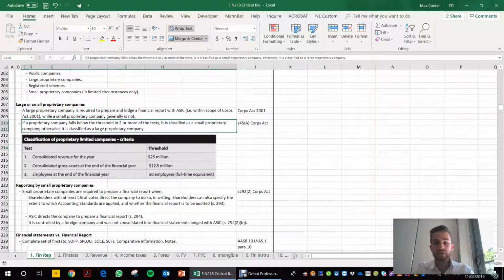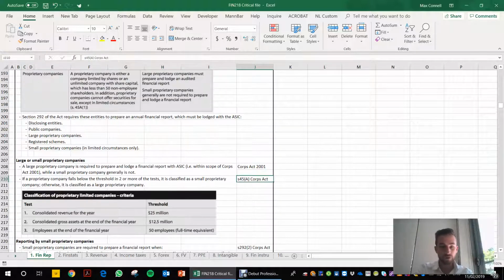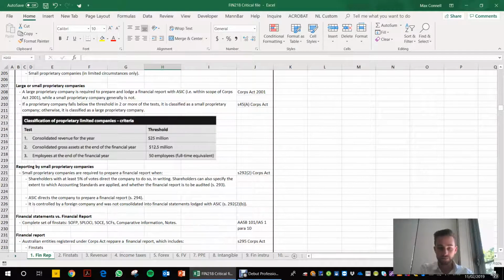So now let's go back to the definition. And it says, if it falls below the threshold in 2 or more of these tests, it's classified as a small proprietary company. So it failed the first one, failed the second one, therefore it's a small proprietary company under Section 45A of the Corporations Act, and it is not required to lodge an audited financial report with ASIC. End of question. So that's the type of question you might expect in an exam.